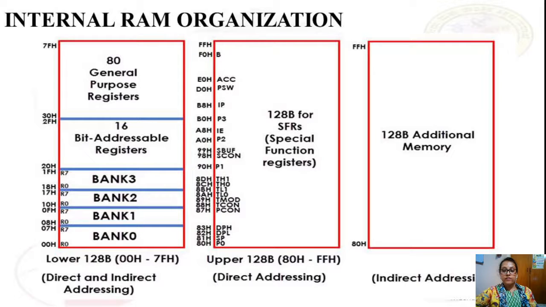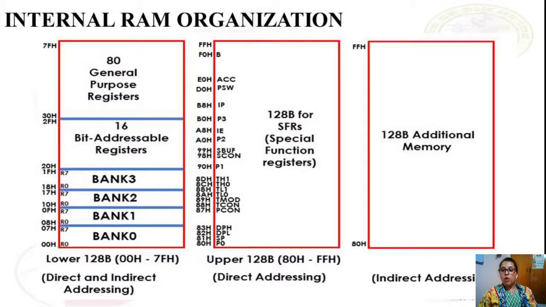Next, another 16 bytes of RAM, that is from 20H to 2FH. They are bit addressable memory locations, or the entire byte can be addressed as 20H to 2FH. These are 16 bit addressable registers. Then the final 80 bytes of internal RAM, that is from the addresses 30H to 7FH, are for general purpose RAM. Even these are byte addressable. This is bit addressable, this is byte addressable.